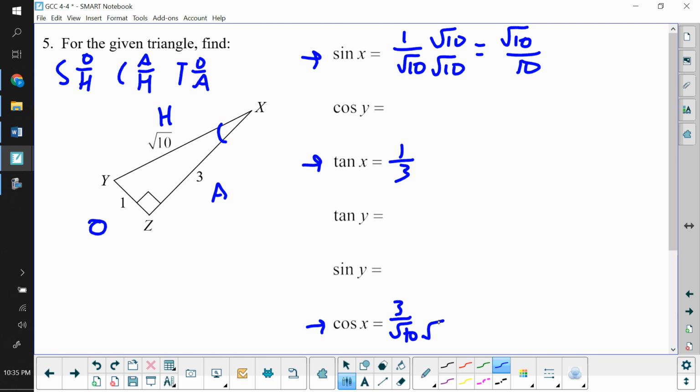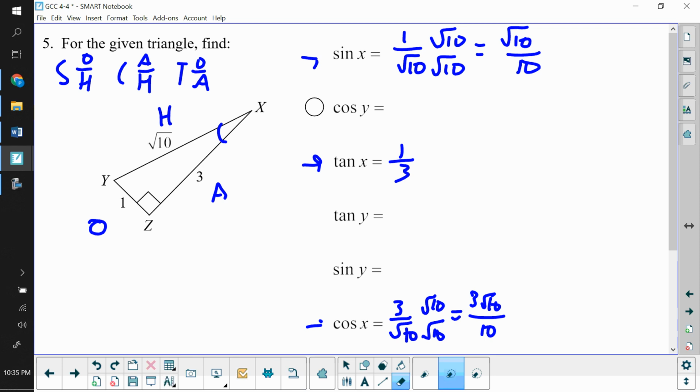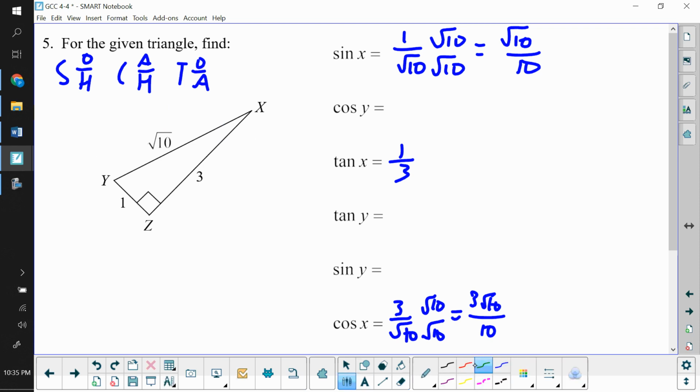Uh-oh, again, we've got the square root in the denominator. So multiply top and bottom by square root of 10. So that'll give us 3 square root of 10 in the numerator and just 10 in the denominator. Let's switch things up and work with the acute angle y now. So here's y, going straight across the triangle for y, that's our O. Next to y, but not the hypotenuse, that's our A, and this is still our hypotenuse.